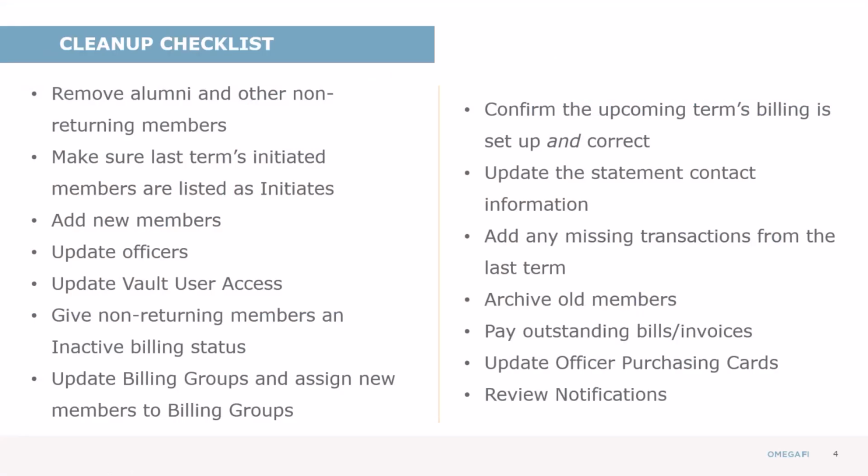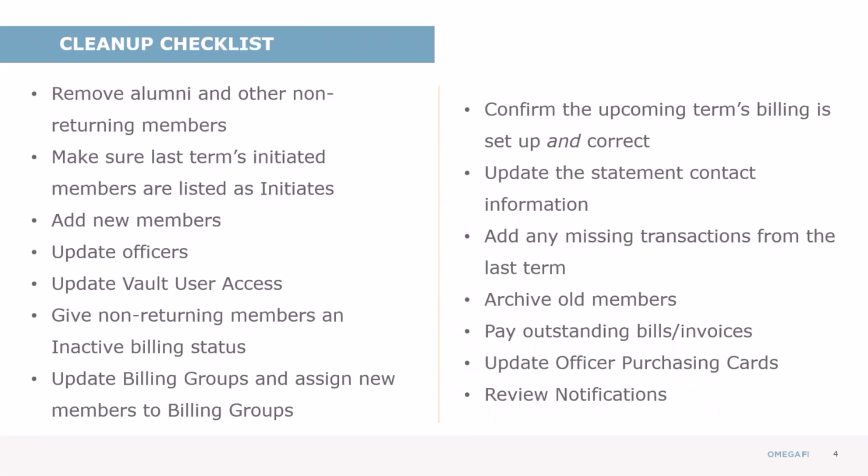So for the cleanup checklist, we're going to be looking at removing alumni and other non-returning members, making sure last term's initiated members are listed as initiates, add new members, update officers, update Vault user access, give non-returning members an inactive billing status, update billing groups and assign new members to billing groups, confirm the upcoming term's billing is set up and correct, update statement contact information, add any missing transactions from the last term, archive old members, pay any outstanding bills or invoices, and update officer purchasing cards and review your notifications.